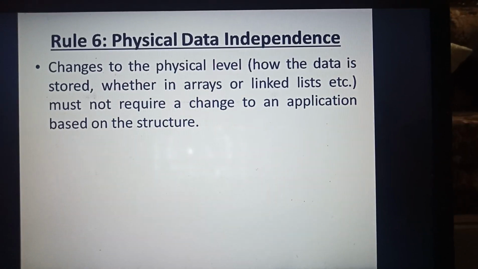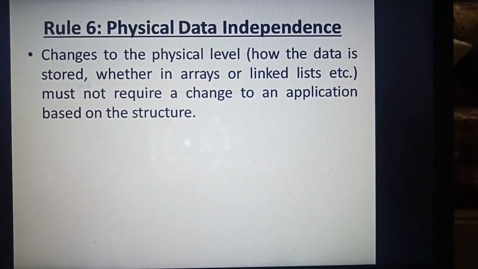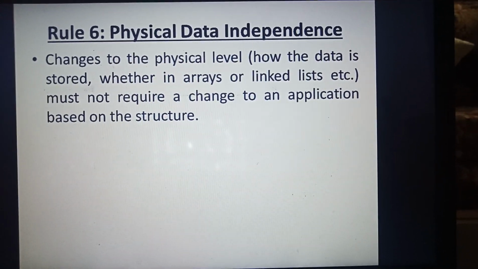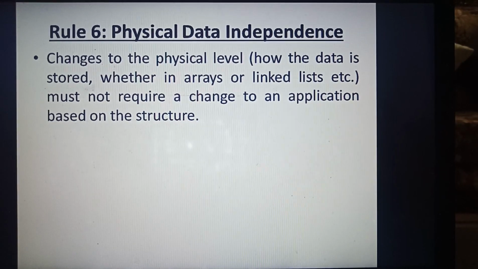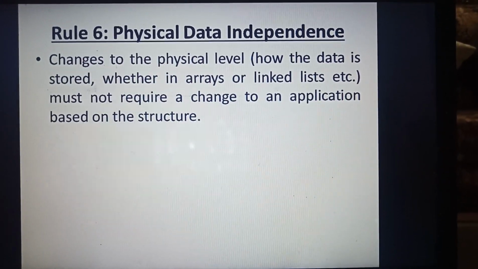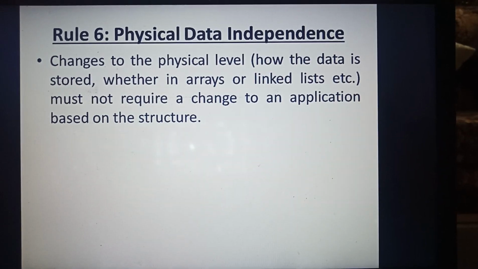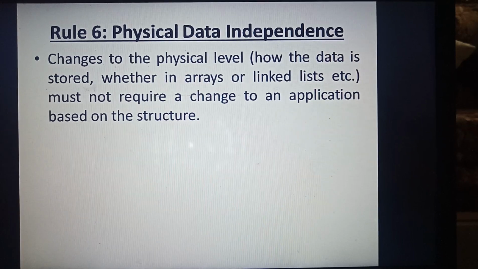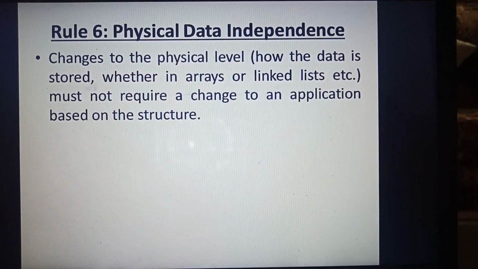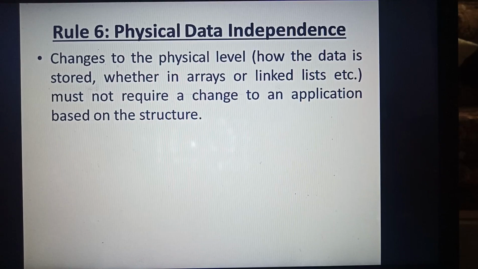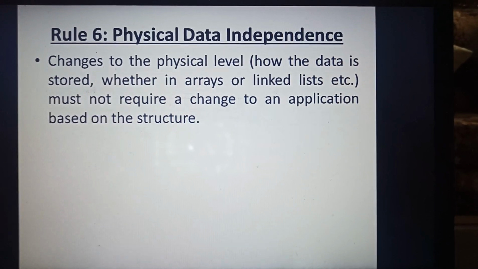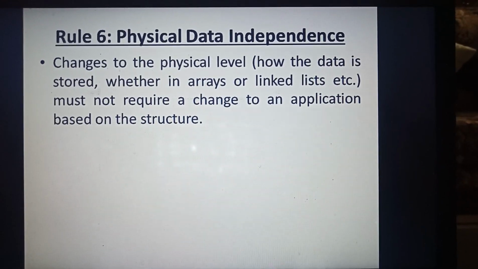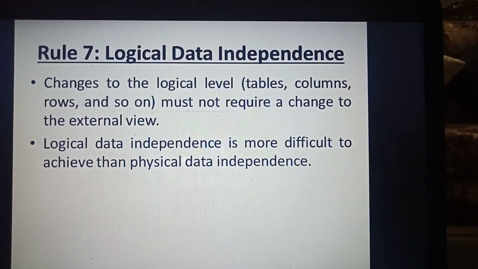Next is physical data independence. Now, as you all know, what is data independence? Data independence is if we make any change to a particular level that should not affect the higher levels. This is data independence. Now, what is physical data independence? Changes to the physical level must not require a change to an application based on the structure. Means if we make any changes to the physical level, that should not affect the conceptual or external levels.